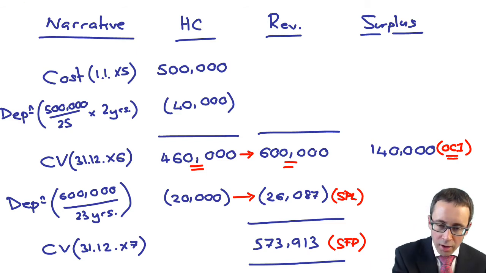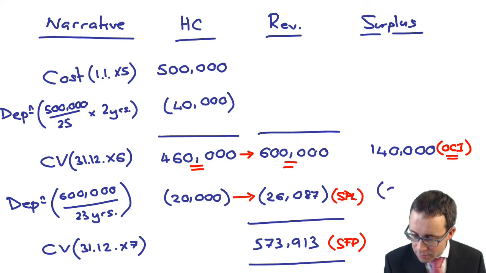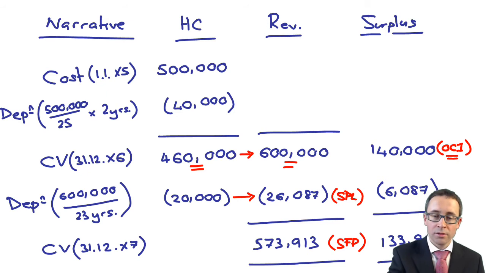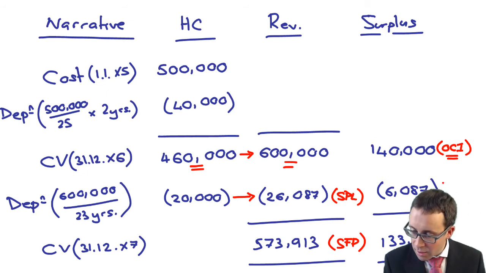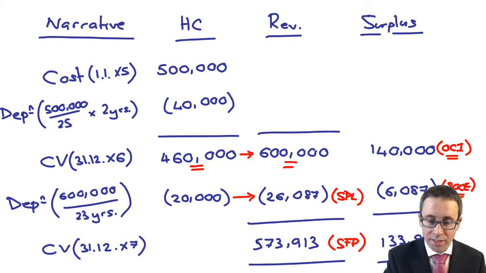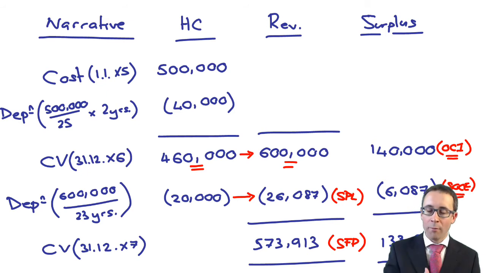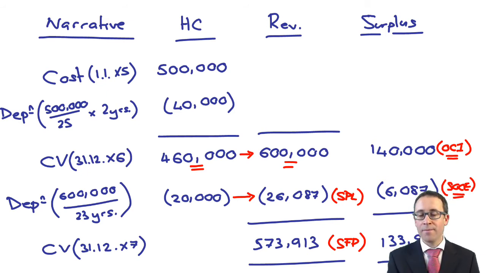Okay, so what you've got there is the excess depreciation is 6,087, which gives me my surplus at the end of the year as 133,913. So what we see there is that 6,087 is a reserve transfer in the statement of changes in equity. So we shall draw that up in a moment to show you what you have. But the key bit is to understand that for this excess depreciation, the difference between the old and the new needs to go there as a reserve transfer.